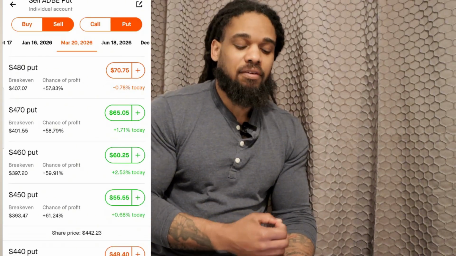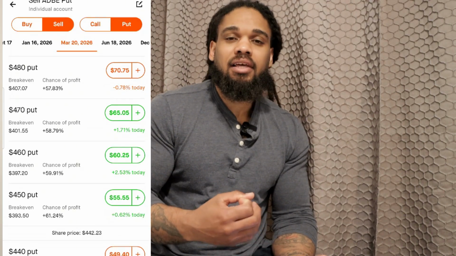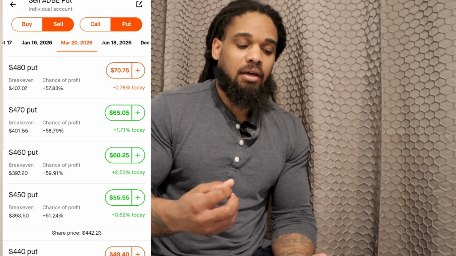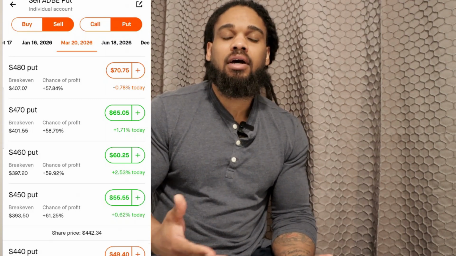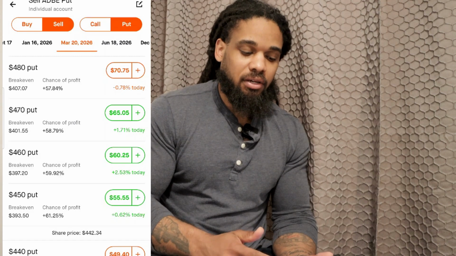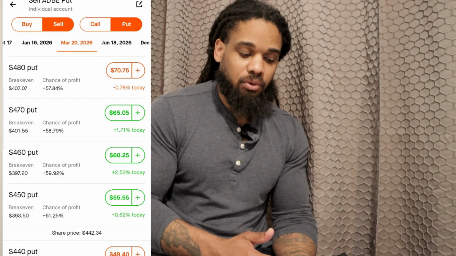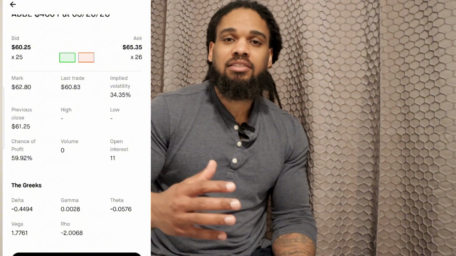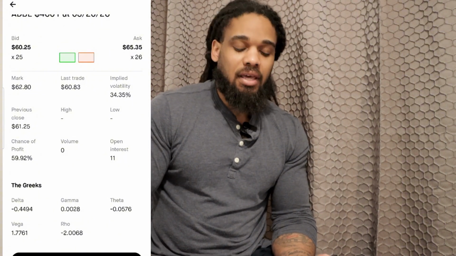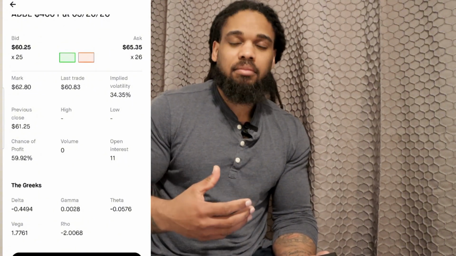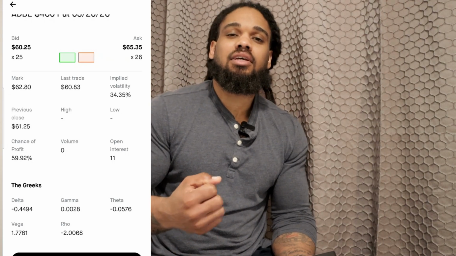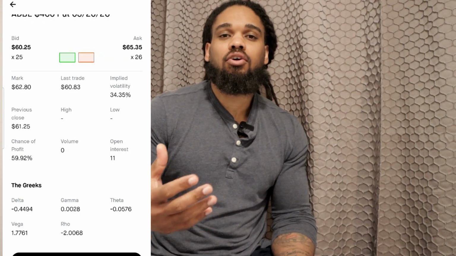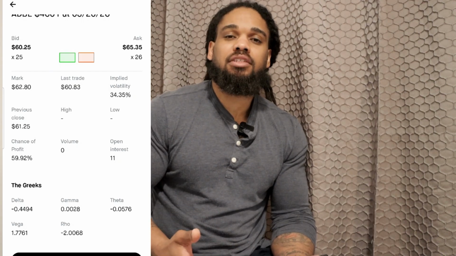The closer it is, the faster it could lose value because of theta. If some of you know about the option Greeks, theta is the time decay. As it gets closer and closer to the date, theta tends to take away from the money, so you lose money the closer it gets to the expiration date.